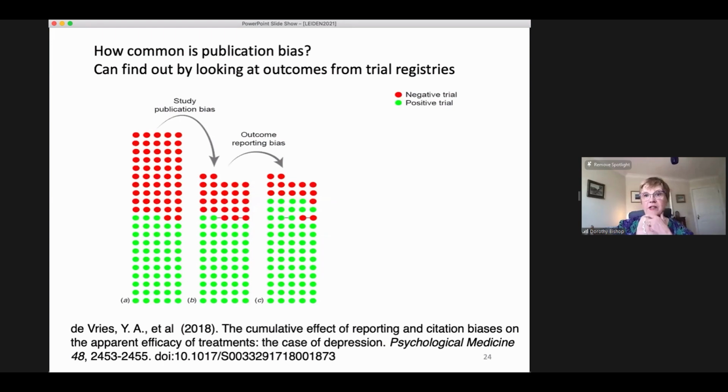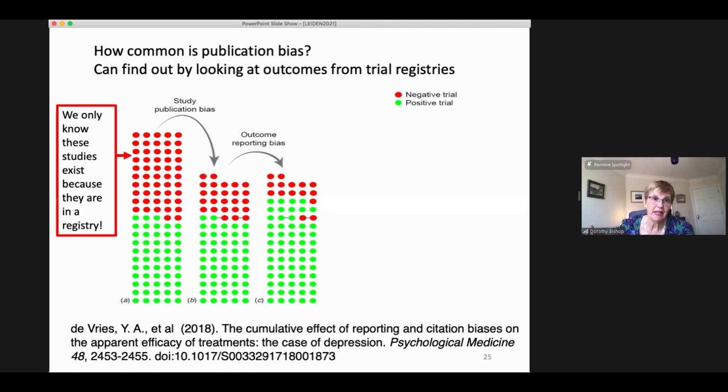So how common is publication bias? This is a really lovely study done by De Vries and colleagues, where they were able to look at it by looking at outcomes of trial registries when they had studies looking at the impact of interventions for depression. And next slide. The reason they could do this study was because for clinical trials, you have to register your trial in a registry these days. So you can pick up on studies that never saw the light of day, didn't ever get published.